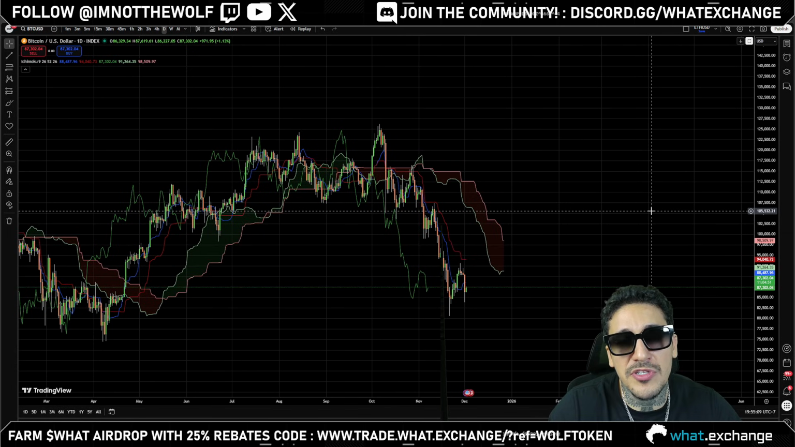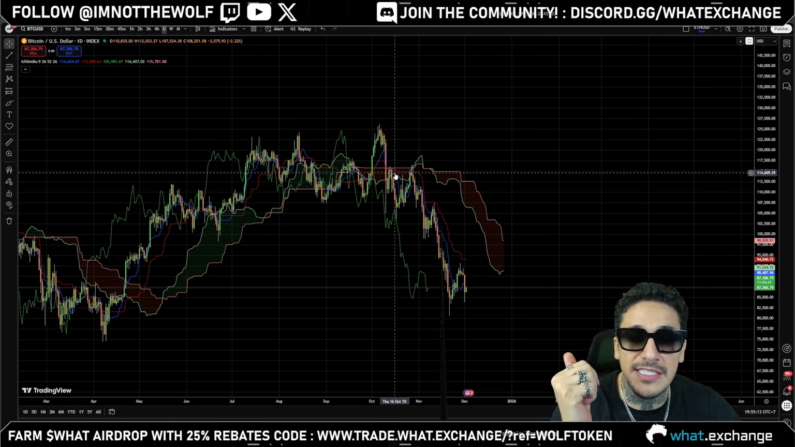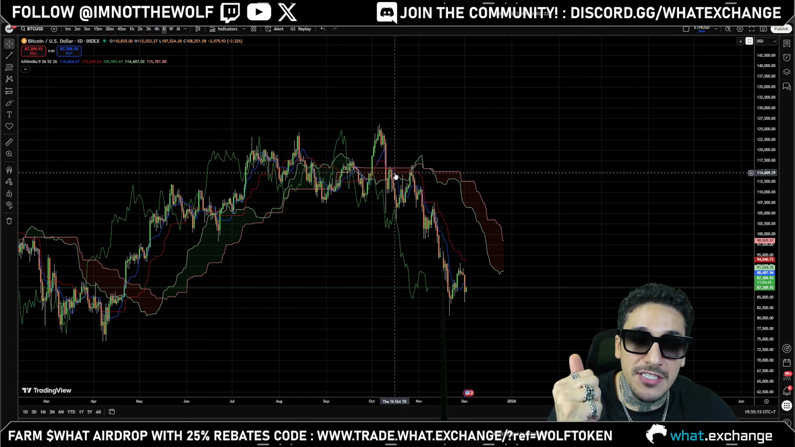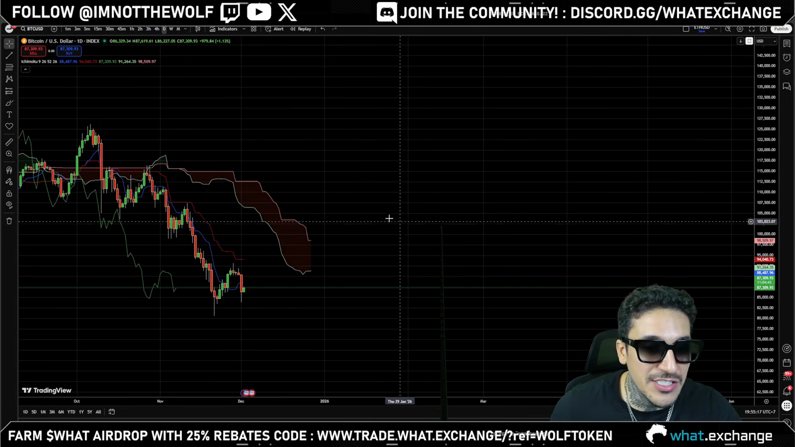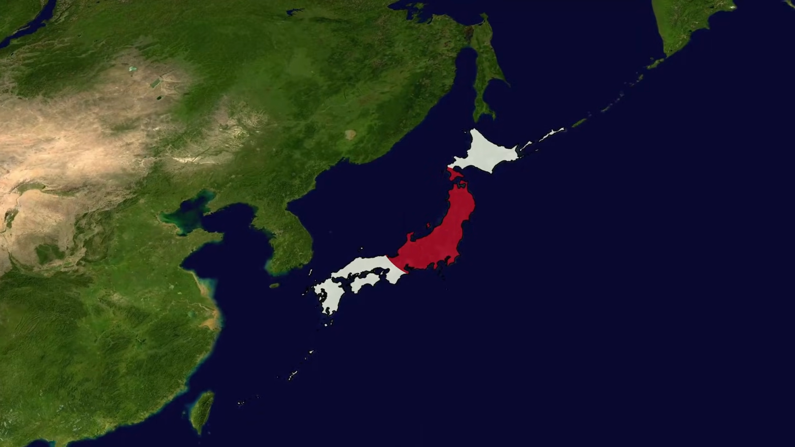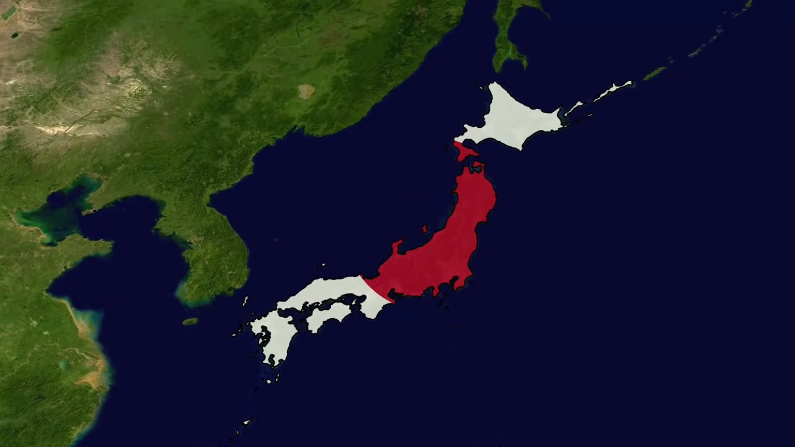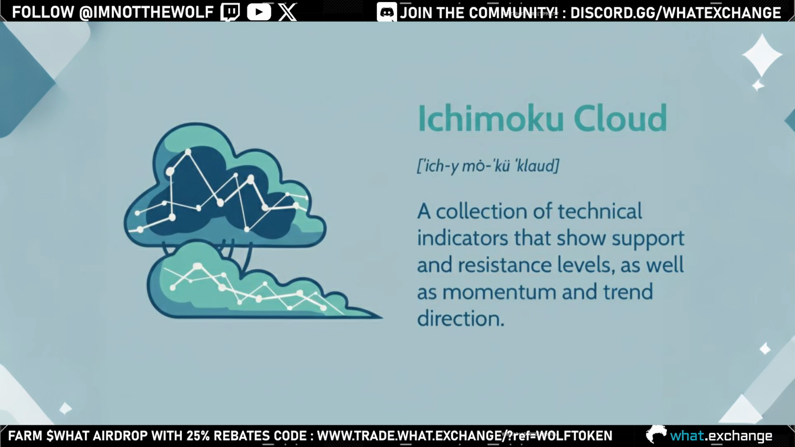All right, guys, so starting things off, here's the Bitcoin chart. I'm going to show you guys and tell you guys exactly how to read the Ichimoku Cloud and what each of these lines mean. So there's some quick little history. This was made back by some super smart Japanese dude. This is a Japanese indicator, and it is primarily for swing trading.